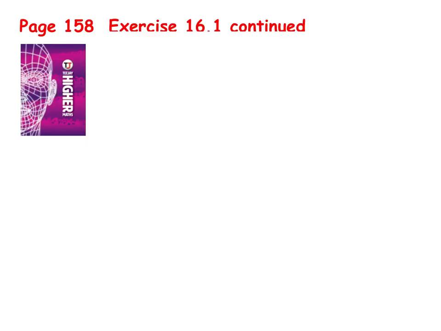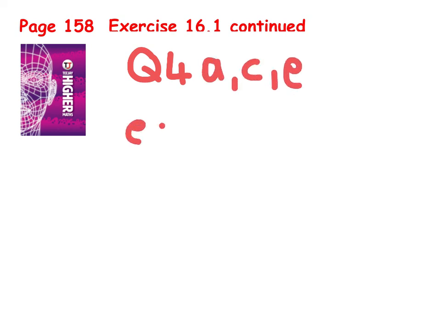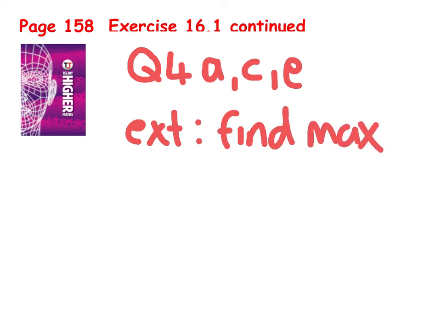Okay, and at this point I would suggest continuing with exercise 16.1, and I would say to go try question 4. Again, maybe just a couple, so like A, C and E. And then possible extension work would be to go back onto A, C and E and find the coordinates of the maximum and minimum turning points, just like you had to do in the last wee exercise. So see how you go with that, if you've got the TJ book, that is.